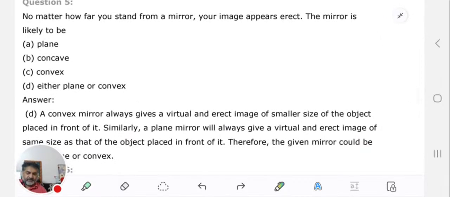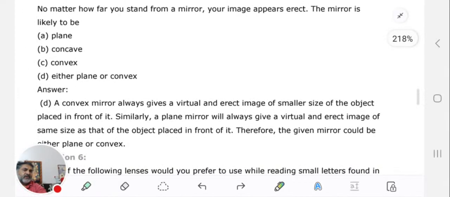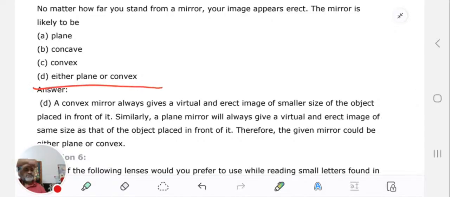Next question: no matter how far you stand from a mirror, your image appears erect. The mirror is likely to be: plane, concave, convex, or either plane or convex. Answer D, either plane or convex. A convex mirror always gives a virtual erect image of smaller size of an object placed in front of it. Similarly, a plane mirror will always give a virtual and erect image of the same size.